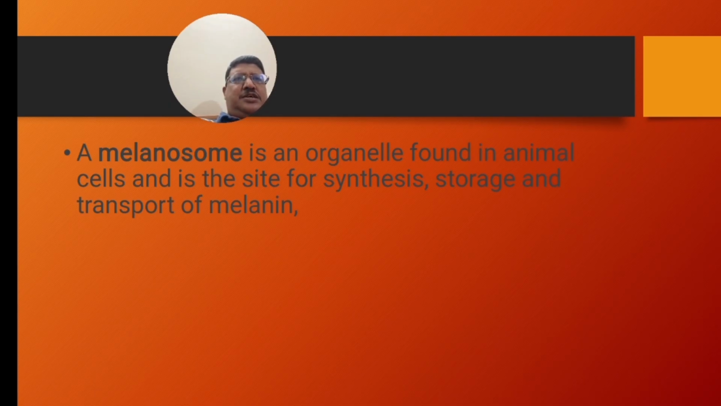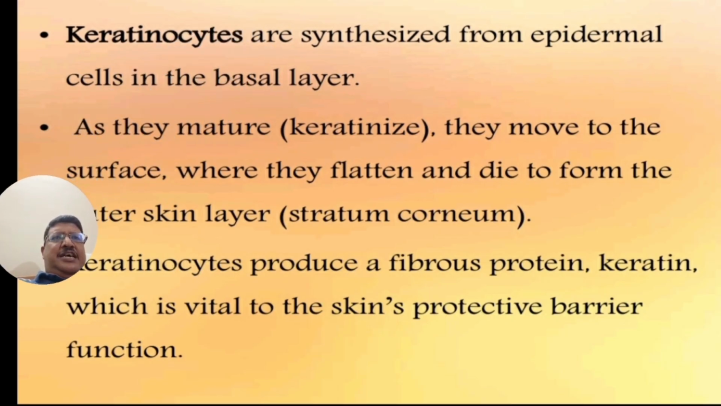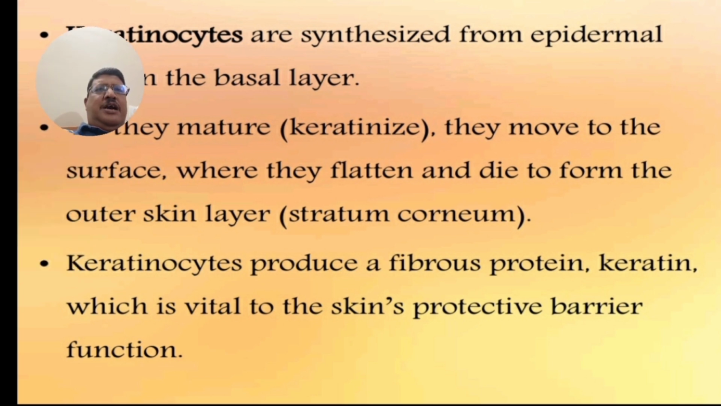and transport of melanin. Keratinocytes are synthesized from epidermal cells in the basal layer. As they mature and keratinize, they move to the surface where they flatten and die to form the outer skin layer, the stratum corneum. Keratinocytes produce a fiber protein, keratin, which is vital to the skin's protective barrier function.